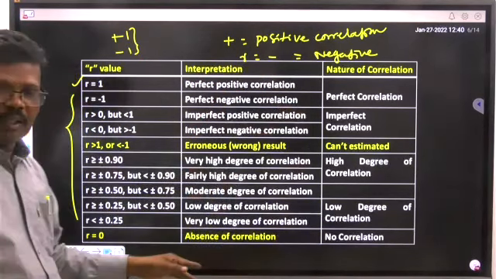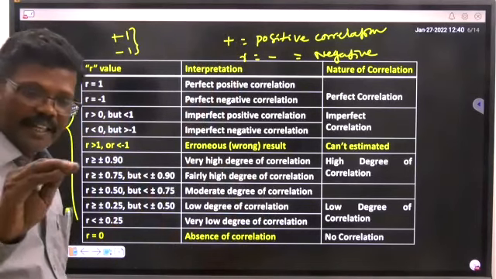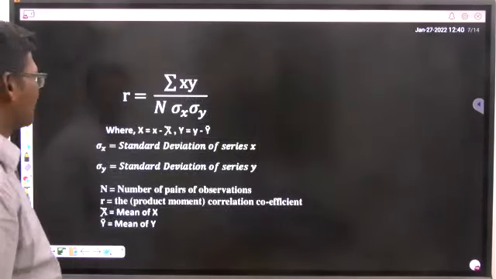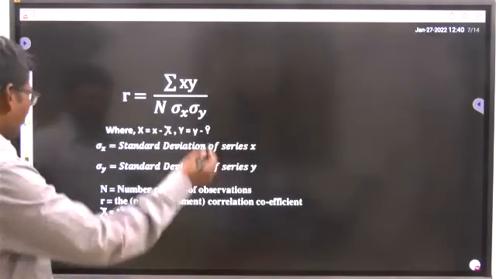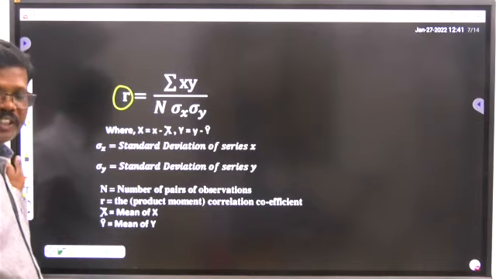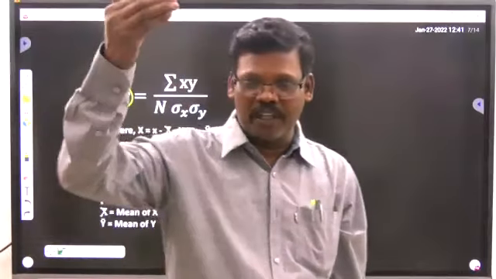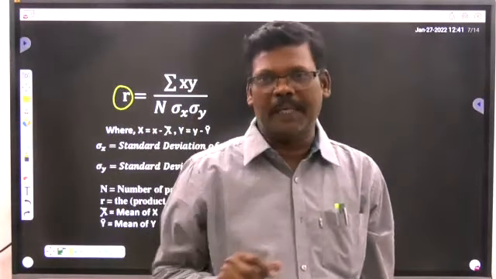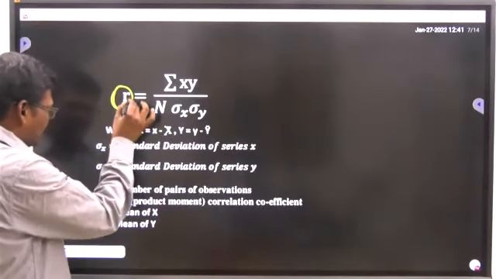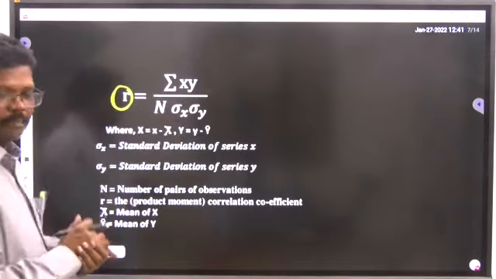This table we already discussed in the last class. That's why I am going to directly explain the Karl Pearson coefficient of correlation. This is the formula. Since we are explaining the mathematical methods of the coefficient of correlation, there should be a mathematical formula. This is the mathematical formula developed by Karl Pearson to understand the coefficient of correlation.